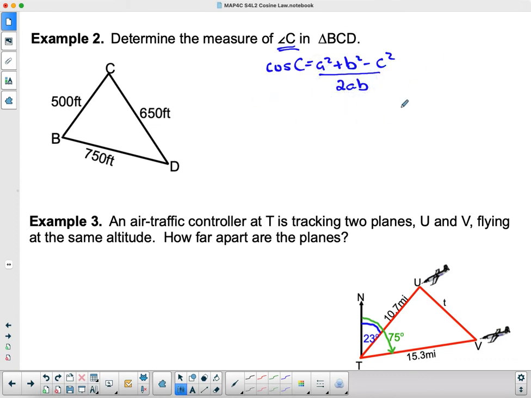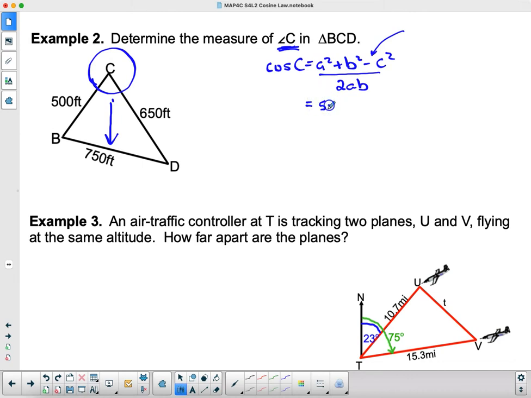Now when you're plugging into this formula, the most important thing to remember is that whatever angle you're trying to find, in this case angle C, the side across from the angle you're finding is the subtracted side. That's very important. It doesn't matter what these are called. It just matters that whichever angle you're finding, the side directly across the triangle has to come after the subtraction sign in the formula.